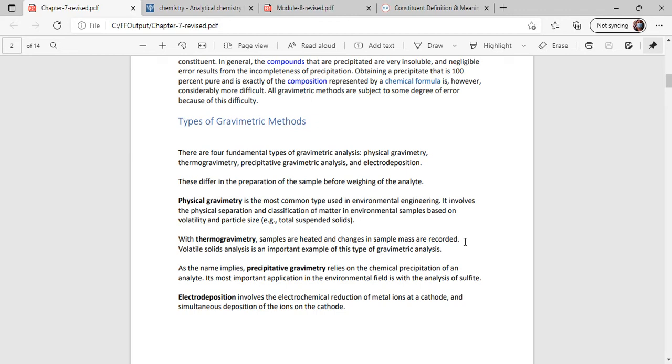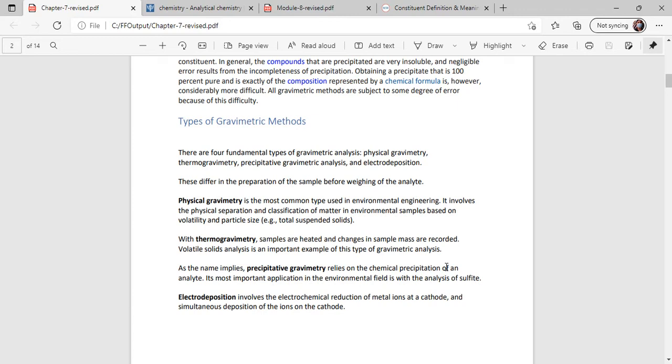For example, you have suspension of solids. Then you have your thermogravimetry. In thermogravimetry, samples are heated up and the change in sample mass is recorded. Volatile solids analysis is an important example of this type of gravimetric analysis. Next, as the name implies, your precipitative gravimetry relies on the chemical precipitation of your analyte. The most important application in the environmental field is the analysis of sulfide.